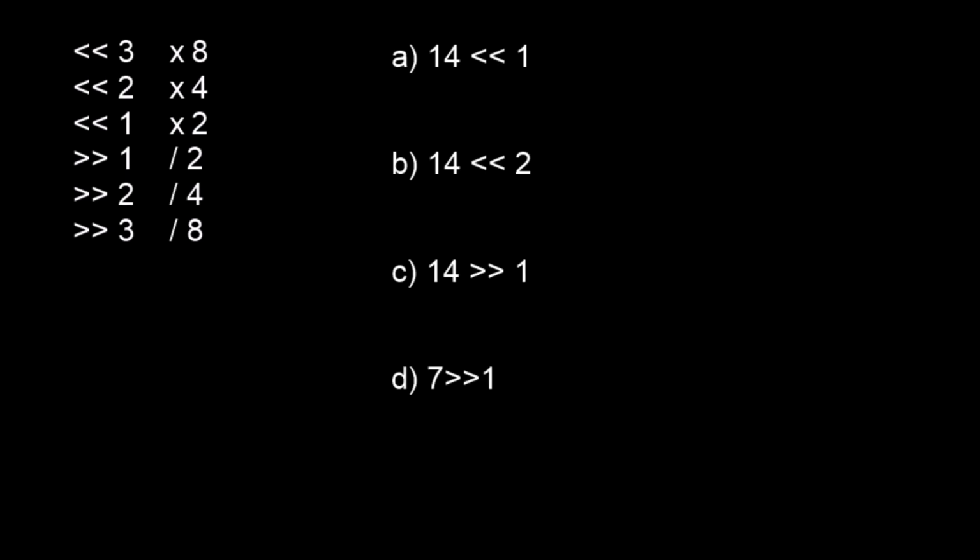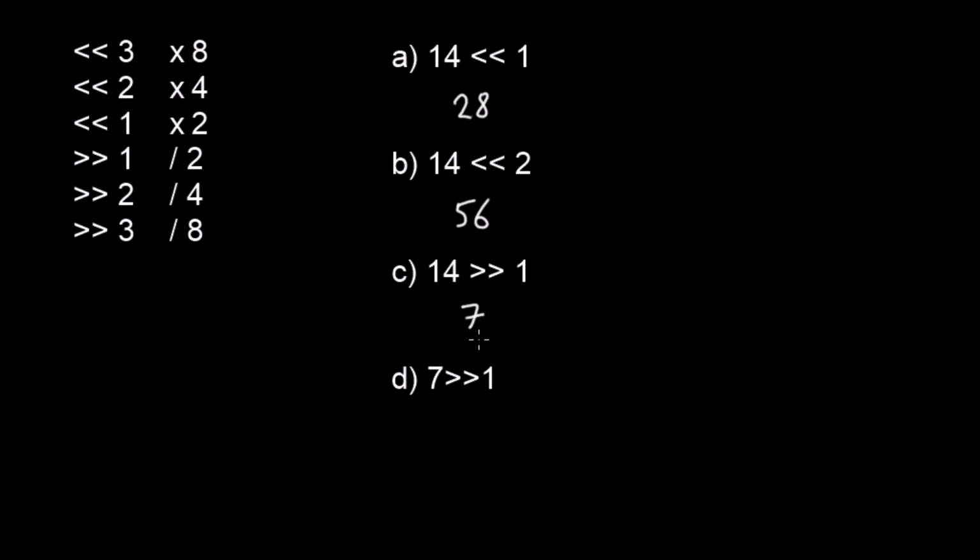Let's now solve the following bit shift operator problems. So for question A, we've got the number 14 and we shift it one bit to the left, so we are multiplying that number by 2. So the answer to that is 28. For B, we're now shifting 14 2 bits to the left, so we're multiplying 14 by 4, which is now 56. For C, we're shifting 14 1 bit to the right, so therefore we're halving the number, so that now gives us 7.